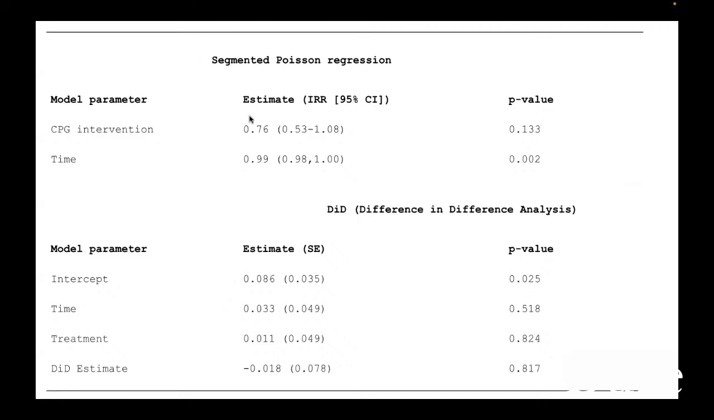Forget about this estimate, the Poisson regression result. I didn't show you the code for that, but we just did the Poisson regression to see the monthly effect of the CPG intervention. We see that patients treated with the CPG intervention have a lower mortality rate, by 0.76, compared to those treated without CPG intervention, but that was not significant. And over time, after a 1 month increase, the mortality rate decreased by 1%, and it was significant.